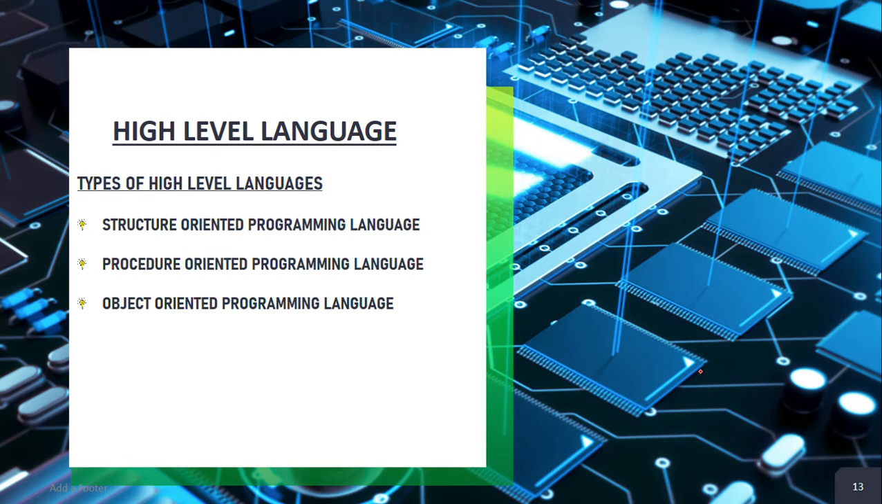Next, high level languages. So there are three types of high level languages. We are going to study about three. First, learn this by heart: structure, procedure, object. Just learn this by heart, now itself, in your memory. Just keep it running.